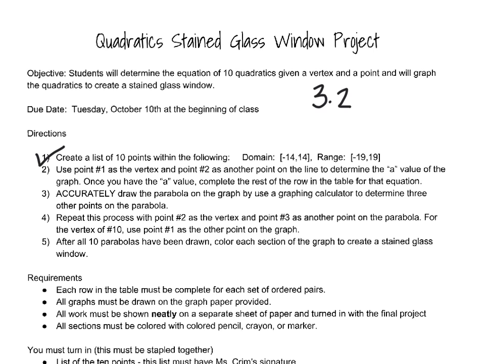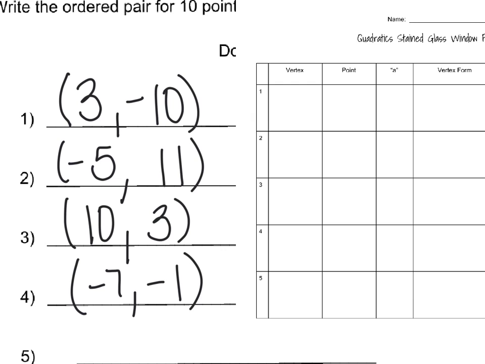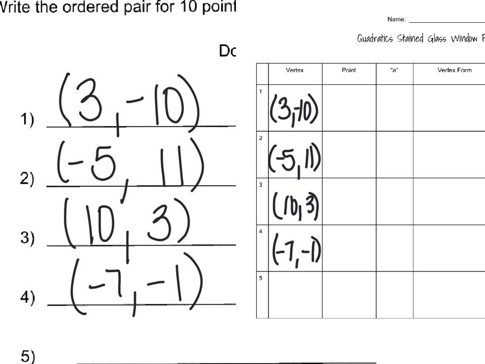So I'm going to look at the table, and I have a list of points here. You can see my points 1 through 4 that I created. The first thing I'm going to do is go to my table, and in boxes 1 through 4, I'm going to write these points. These points are going to be my vertex points. My first vertex point is (3, -10). My second vertex point is (-5, 11). My third vertex point is (10, 3). And my fourth vertex point is (-7, -1). So I currently have the vertex for 4 of the parabolas that I'm going to be graphing.